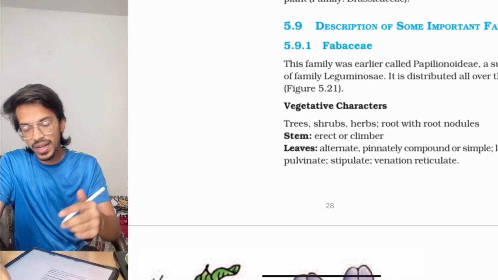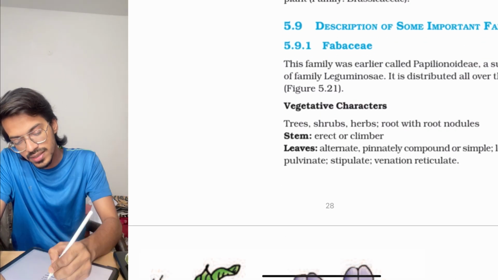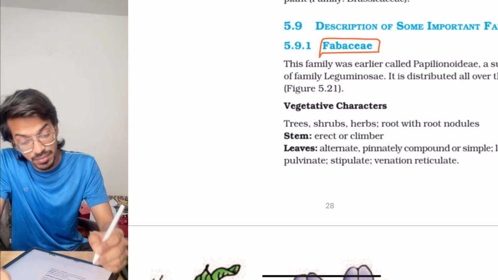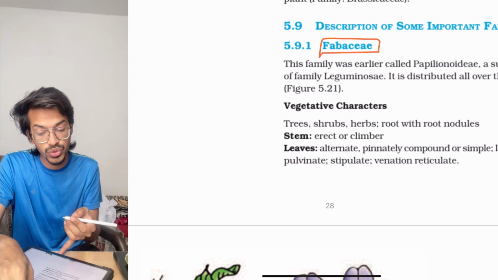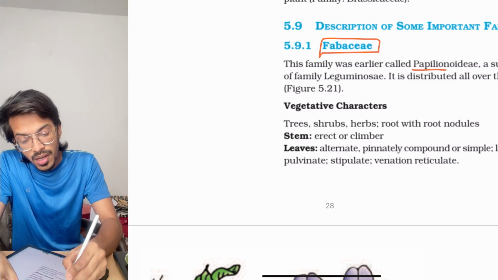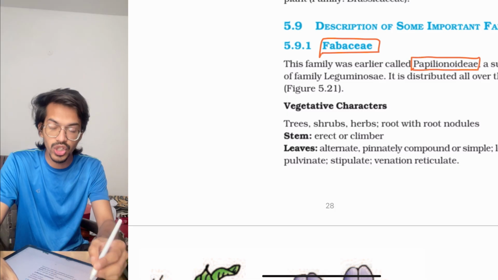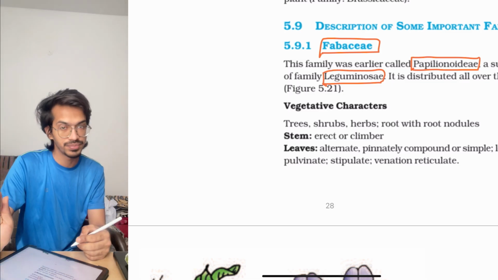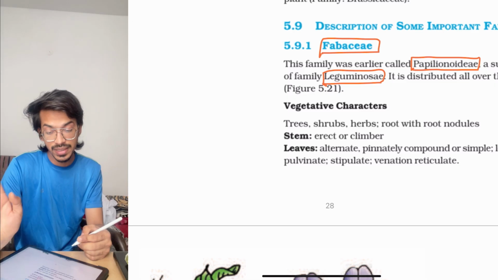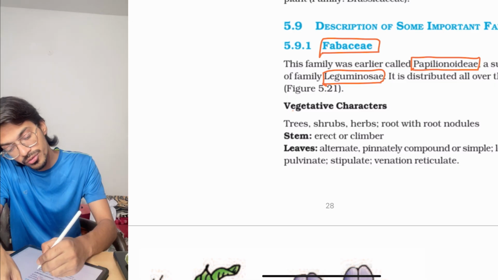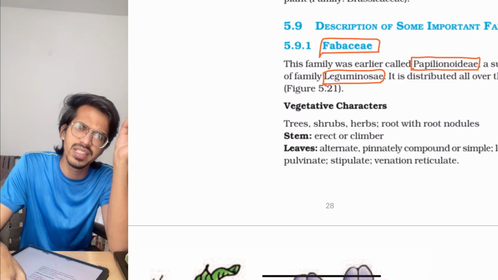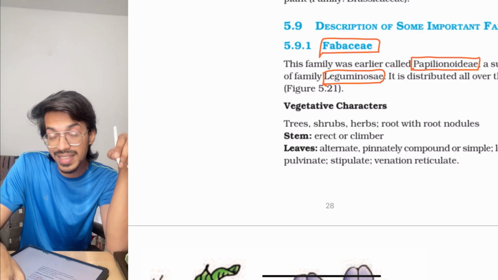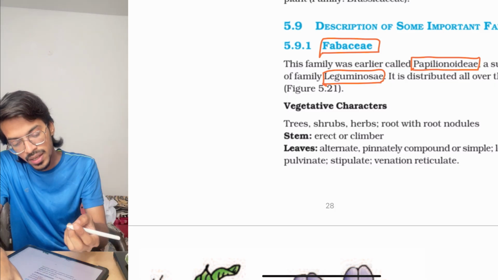So next in your NCERT that you have to study is Fabaceae. In Fabaceae you have to remember another name: earlier it used to be part of the Papilionaceae family, which comes under the leguminous family. But now it is a totally different family, that is Fabaceae. Now it has vegetative characters. There is very little chance they will ask you vegetative characters, because they will most probably go to the next portion, which is most important. But we will learn it.